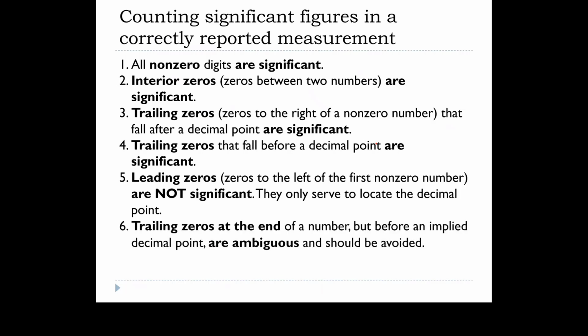This is where we're going to deviate from the book a little bit, okay? Your book says that trailing zeros at the end of a number before an implied decimal place is ambiguous. So what they're saying is this, 300. They're saying we don't know if those zeros are significant or not. What every other book in the world will tell you is that those zeros are not significant, okay? So if you have a number 300 like this, there's one significant figure and it's the 3.